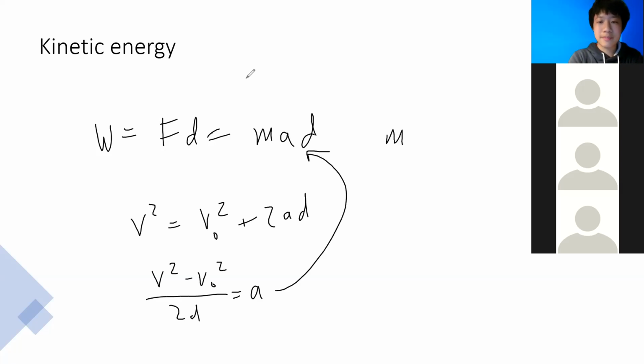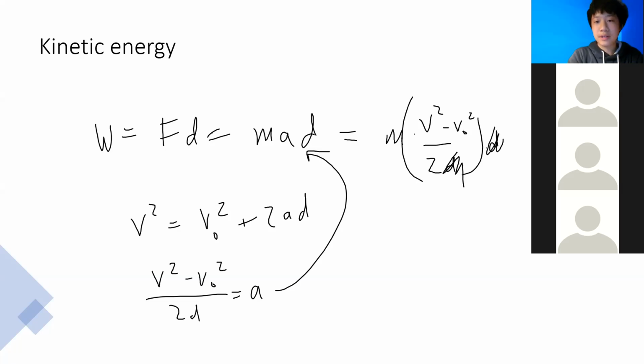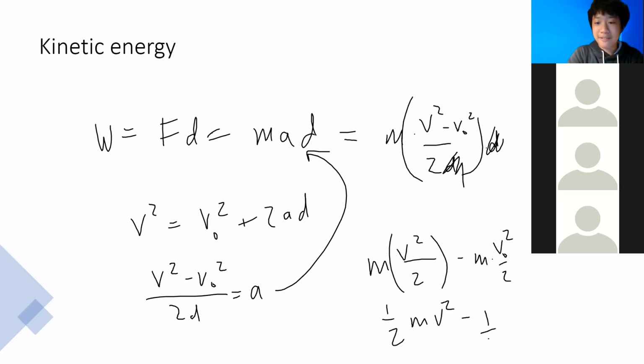This would be M times (V squared minus V0 squared over 2D) times D. And as you can see, the D will cancel. All we're left with is M times V squared over 2 minus M times V0 squared over 2. Or in other words, 1/2 mv squared minus 1/2 mv0 squared.